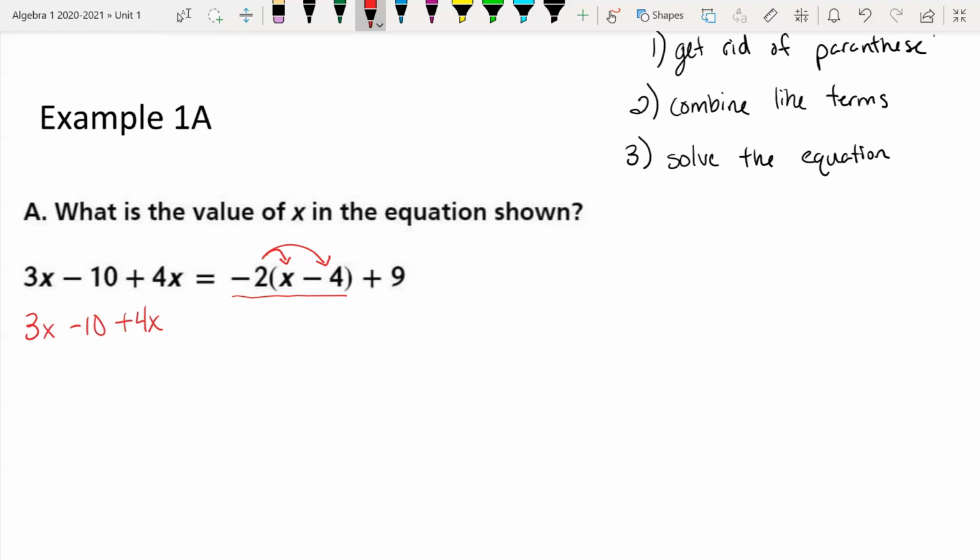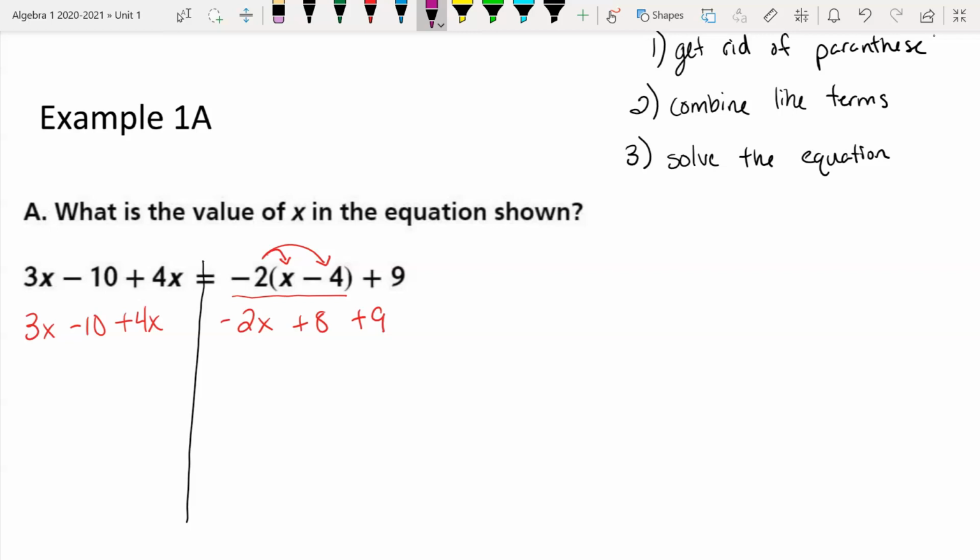And don't forget, whenever we solve these, I like to draw a line where my equal sign is. So if I'm moving things from one side to the other, I can use a property of equality. But we're going to distribute that -2. So I get -2x plus 8 plus 9. Okay, now we got rid of our parentheses. The next step is to combine like terms.